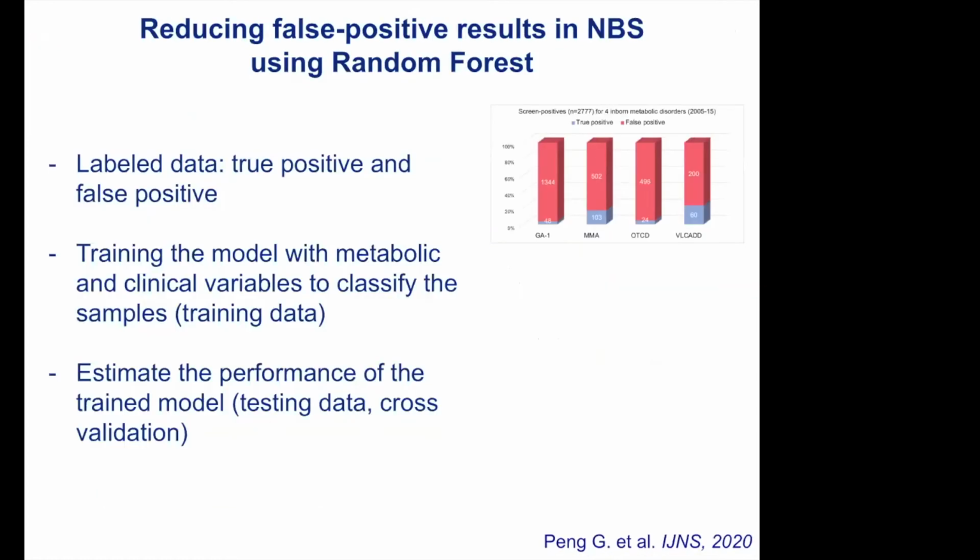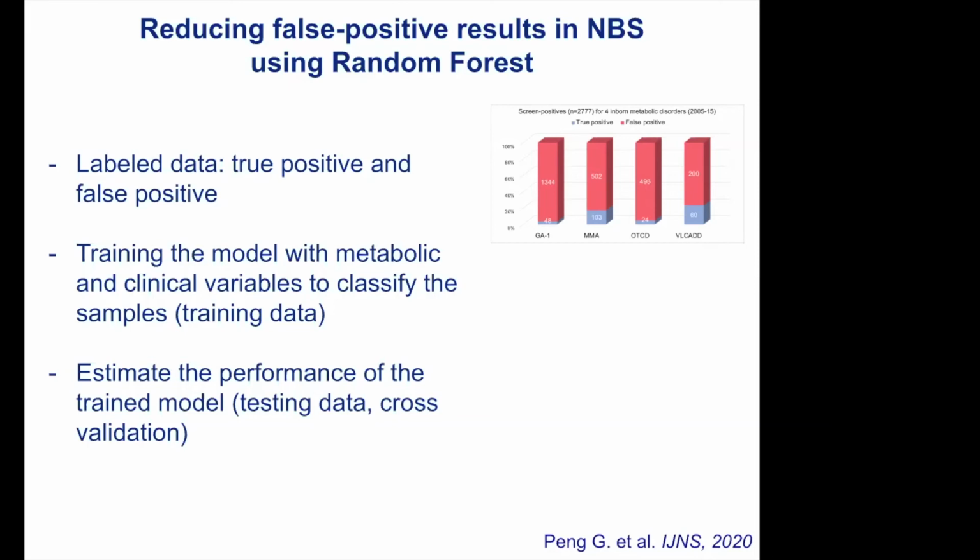In a recent analysis published in 2020, we applied a random forest to the study of additional metabolic disorders to improve the diagnostic of glutaric acidemia type 1, VLCAD, and to facilitate the detection of OTC, which is, as I mentioned, not currently on the RUSP.